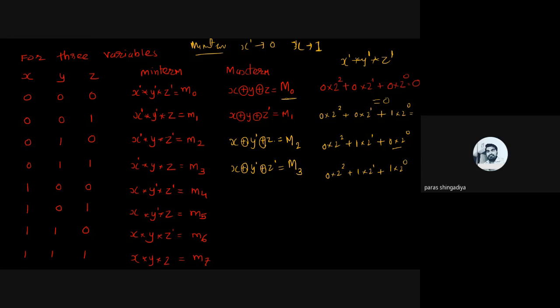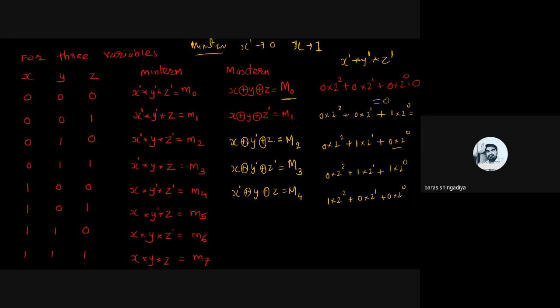Then after the fourth term, the fifth term is 1, 0, 0. So that will be written as x star y dash star z dash, and that is m4. Why is it m4? Let us check. The first term is x, so it is 1 into 2 raised to 2 plus 0 into 2 raised to 1 plus 0 into 2 raised to 0. So what is the total? It is 4. Therefore it is m4. And here it will become x dash ring sum y ring sum z, that is M4 also.